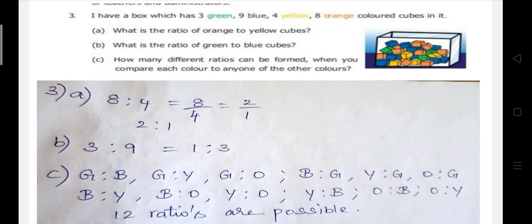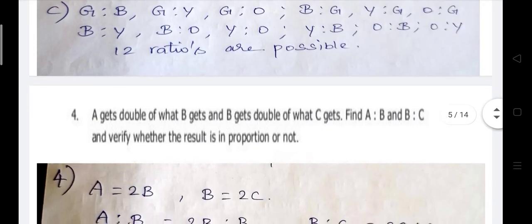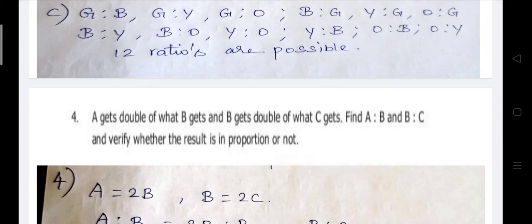How many different ratios can be formed when you compare each color to any one of the colors? When you compare each color, compare green to blue and green to yellow, green to orange, like that. The same way, blue to green and yellow to green and orange to green. Likewise you will get 12 ratios. Each color if you compare, you will get 12 ratios. These 12 ratios are possible.